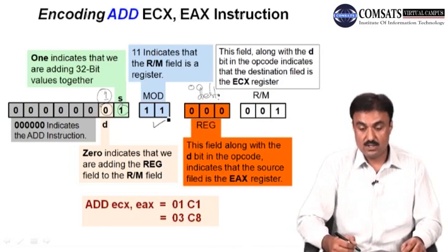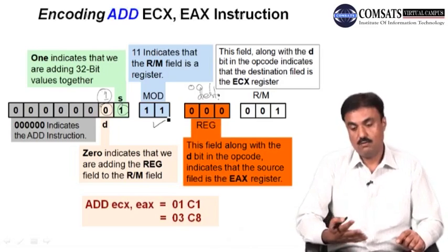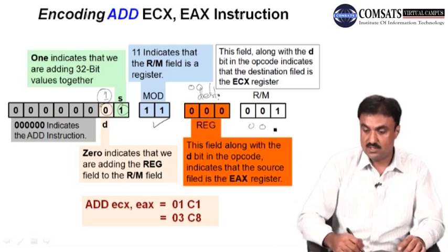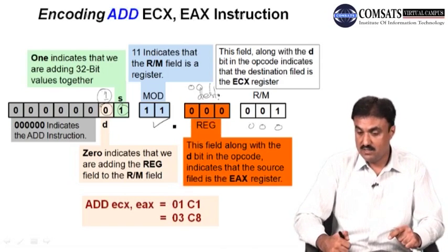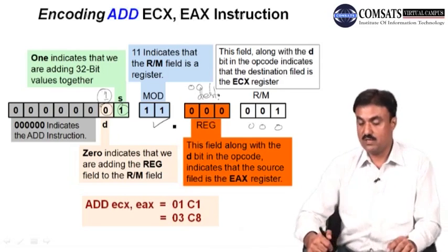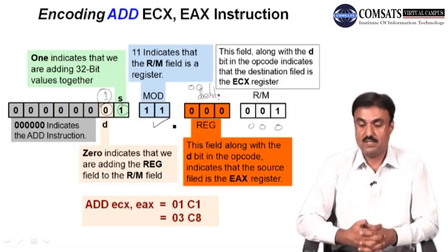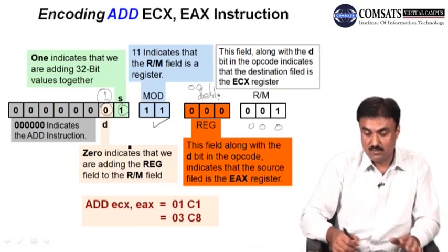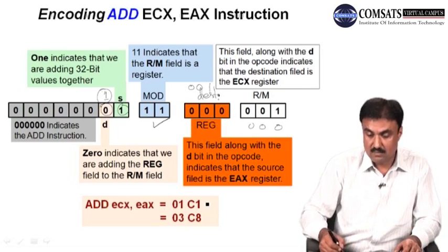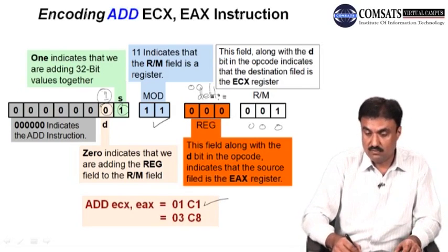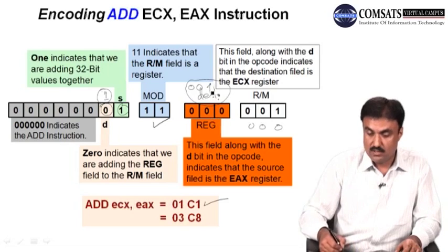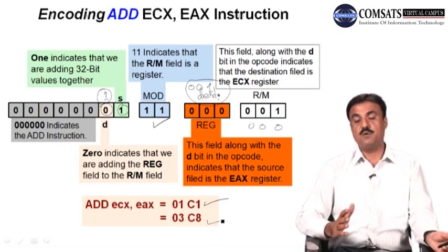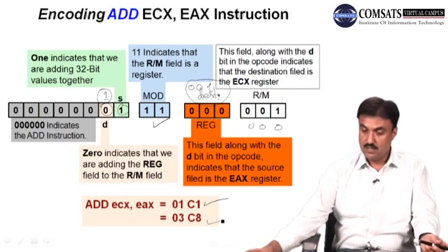The mode bits show that we are using the register addressing mode, and the RM field should be 000 for the destination. The source field should be 000 because we are using EAX. In this case there are two possible cases. The first case can be 01, and the one which we are going to mention here should be 03 C8, and so on. So this is the case when you perform addition for 32-bit registers.